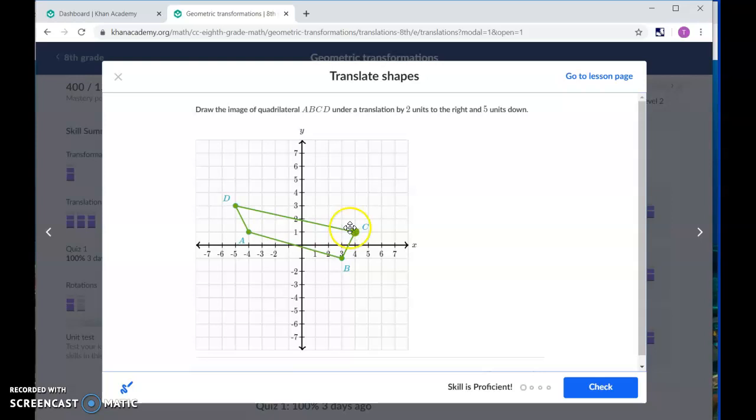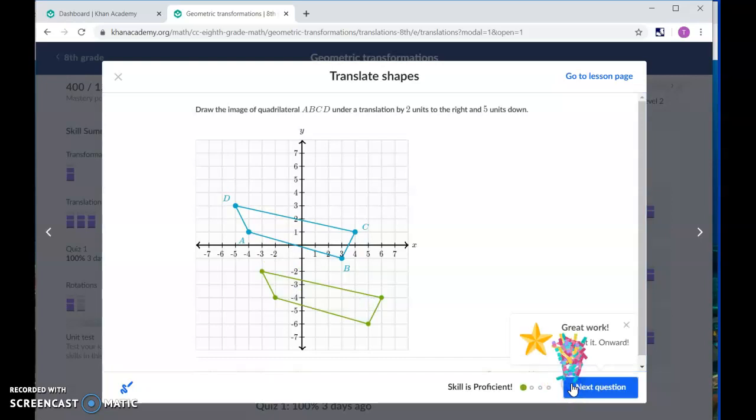Okay, so now I have ABCD, and then I have A'B'C'D'. So I'm going to move this green box 2 units to the right. So that would be 1, 2, and then 5 units down. So 1, 2, 3, 4, 5. All right. I'm going to check it.